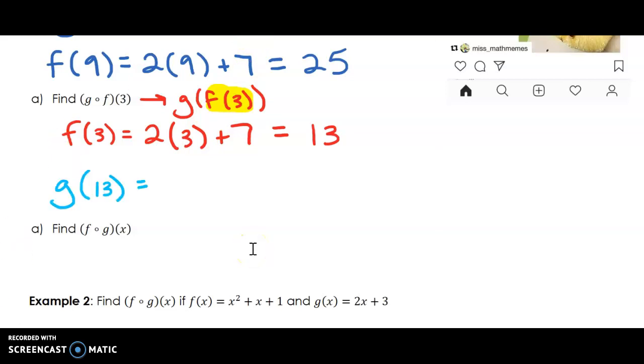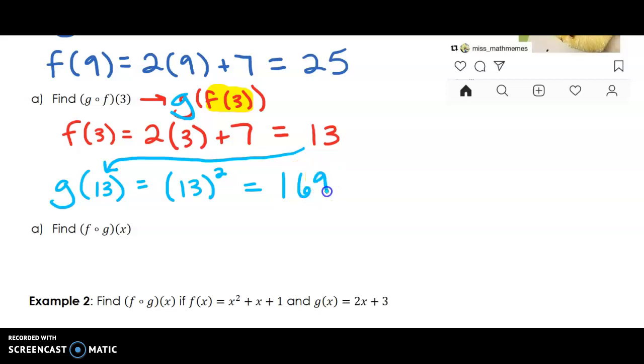Right. Our output for our inner function, right, when we plugged in 3, our output, or what we got out, was 13. That is now going to become our input, or what we are plugging in to our outer function, which is g. And so I'm looking for g of 13. G of x is just x squared, so 13 squared. We should know this in our heads because it's a perfect square, but if not, go ahead and use a calculator, and when we do 13 squared, we get 169, and so that is going to be our final answer. G of f of 3 is 169.